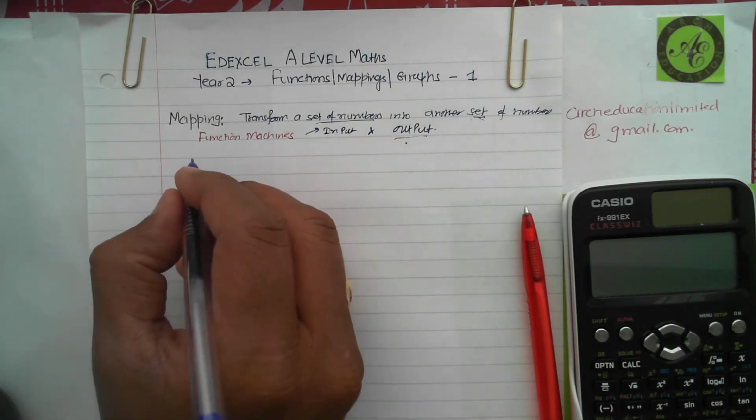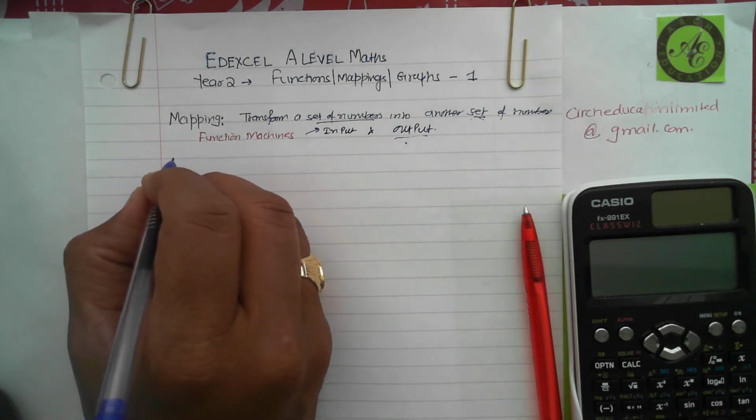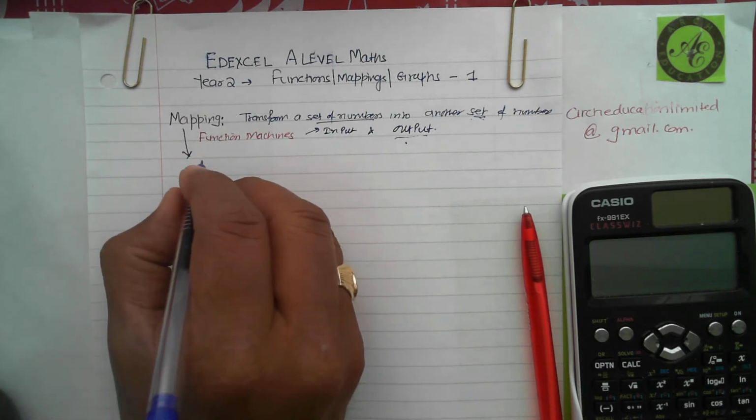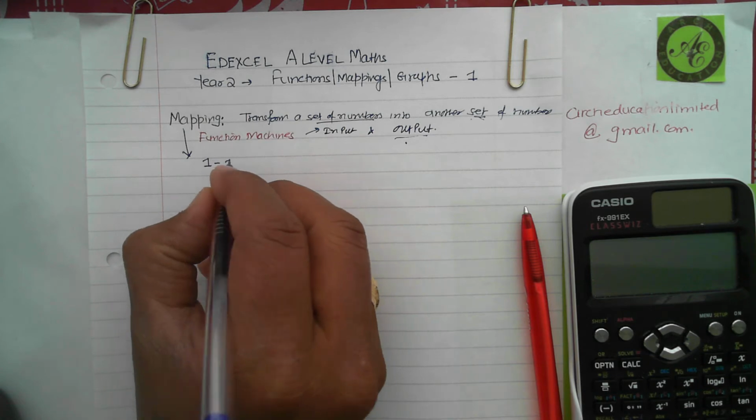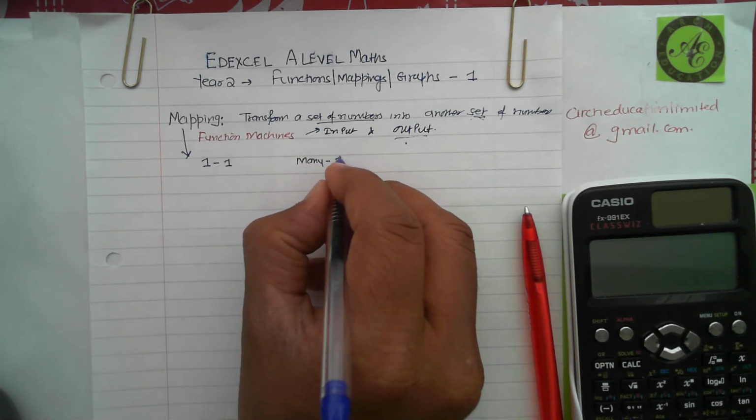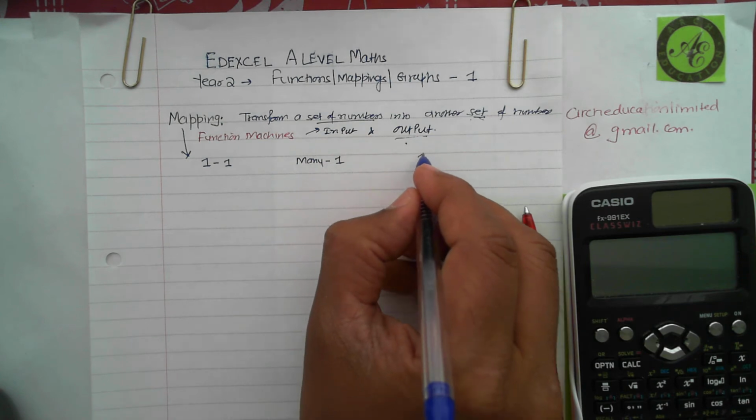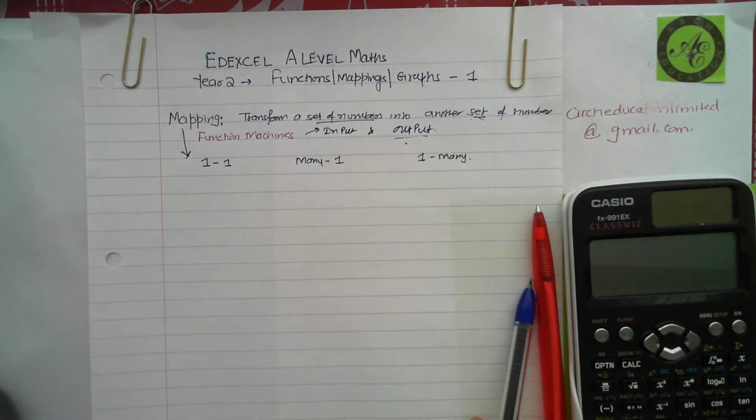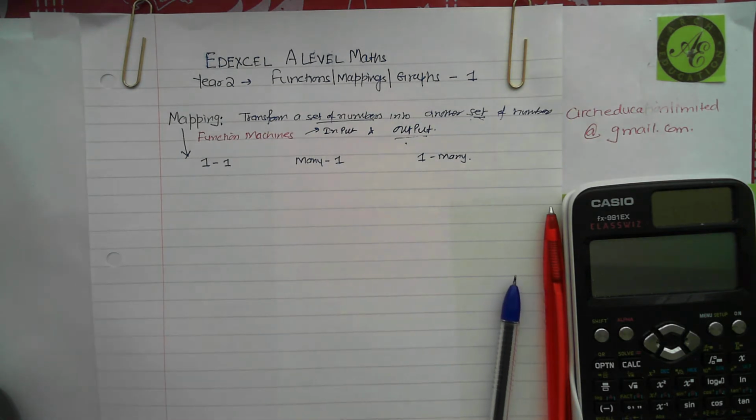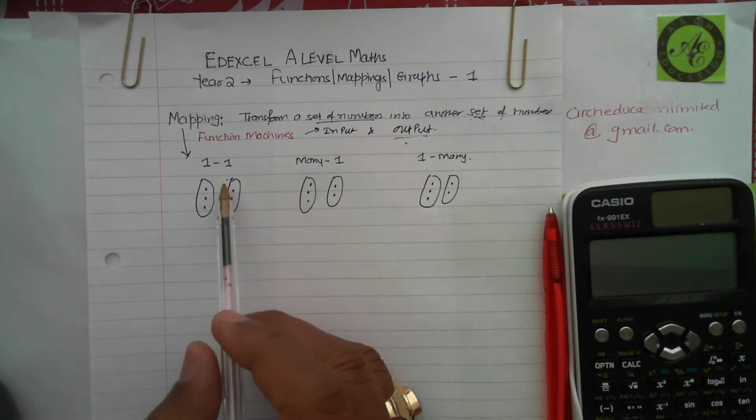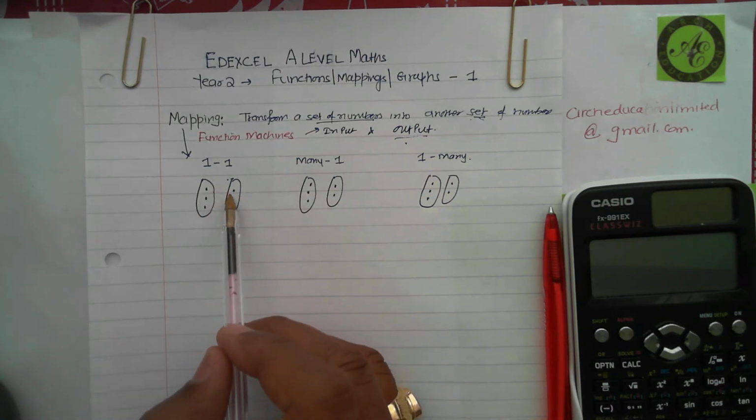And all mappings are not functions. Mappings are of a couple of types. I'm going to write down one-to-one mapping, many-to-one mapping, and one-to-many mapping. I'll explain to you what it actually means, then we'll see which of these mappings can be classified as functions. Okay, we have some transformations from one set of numbers to the others.